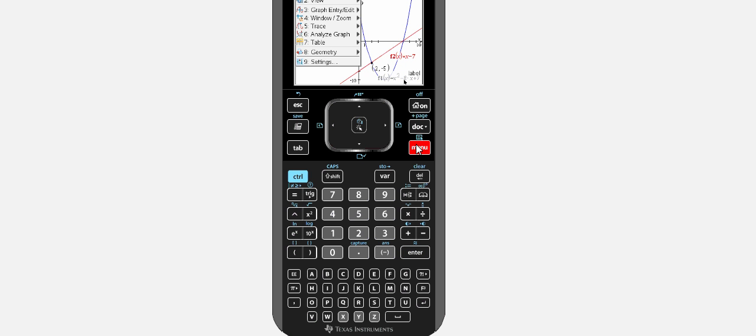So again, to Menu, choice 6, Analyze Graph. I'm looking for choice 4, point of intersection. And I want to move just to the left of the point of intersection, and then just to the right of the point of intersection. And it verifies what I already knew from looking at the graph that I made. It verifies that that point of intersection is the point whose coordinates are (7, 0).